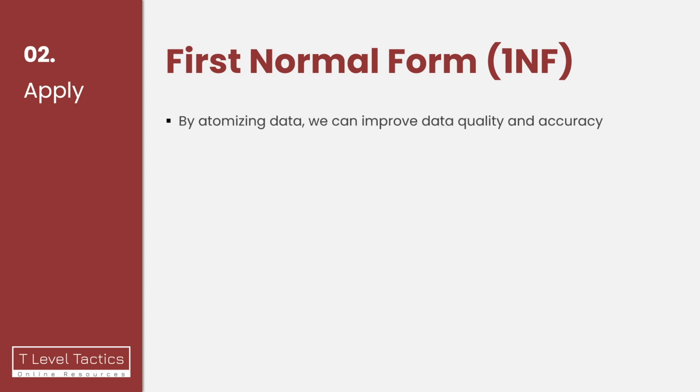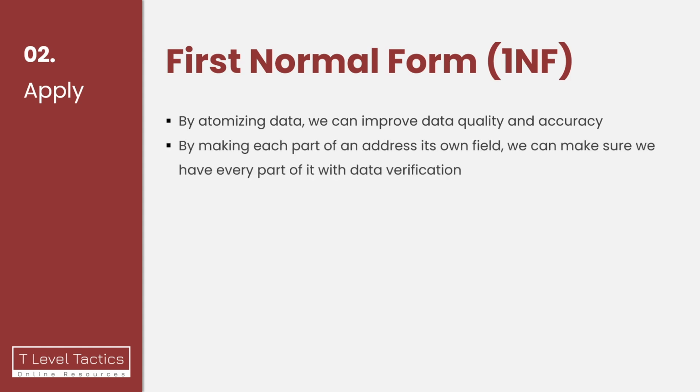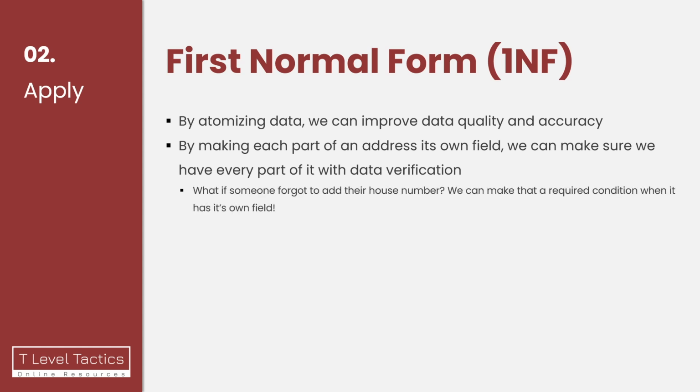By atomizing data, we can improve data quality and accuracy. By making each part of an address its own field, we can make sure we have every part of it with our data verification. Think, what if someone forgot to add their house number? Well, we can make that a required condition when it has its own field.